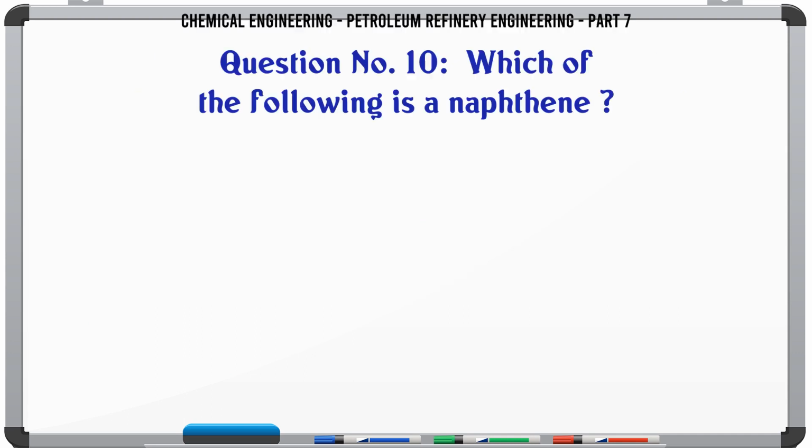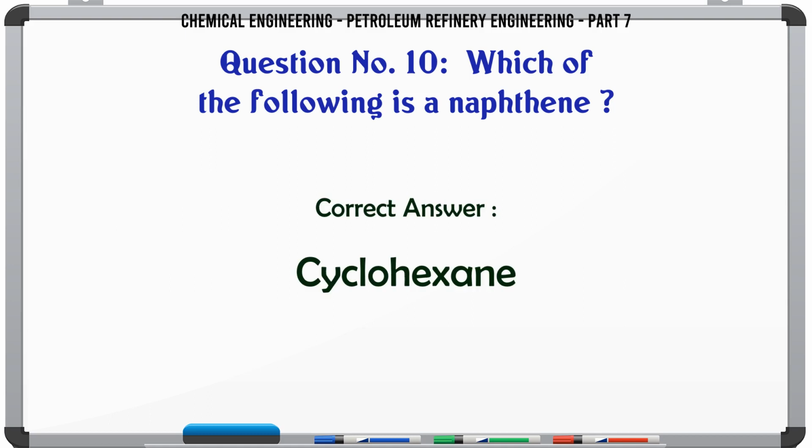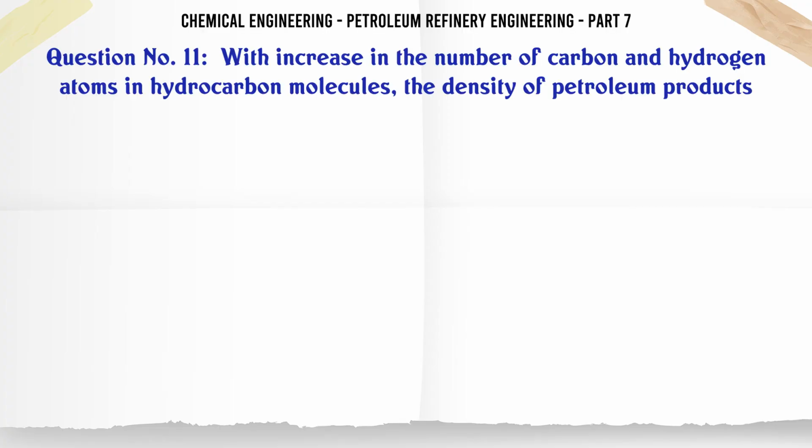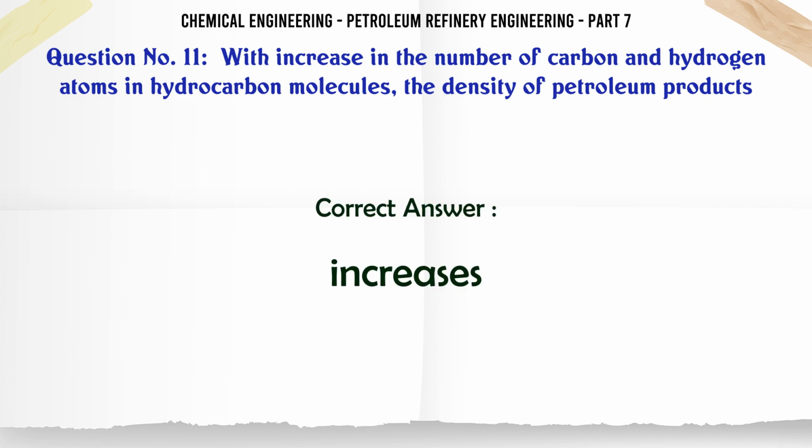Which of the following is a naphthene? A. Butane. B. Butadiene. C. Cyclohexane. D. Acetylene. The correct answer is cyclohexane. With increase in the number of carbon and hydrogen atoms in hydrocarbon molecules, the density of petroleum products: A. decreases. B. increases. C. remains same. D. unpredictable from the data. The correct answer is increases.